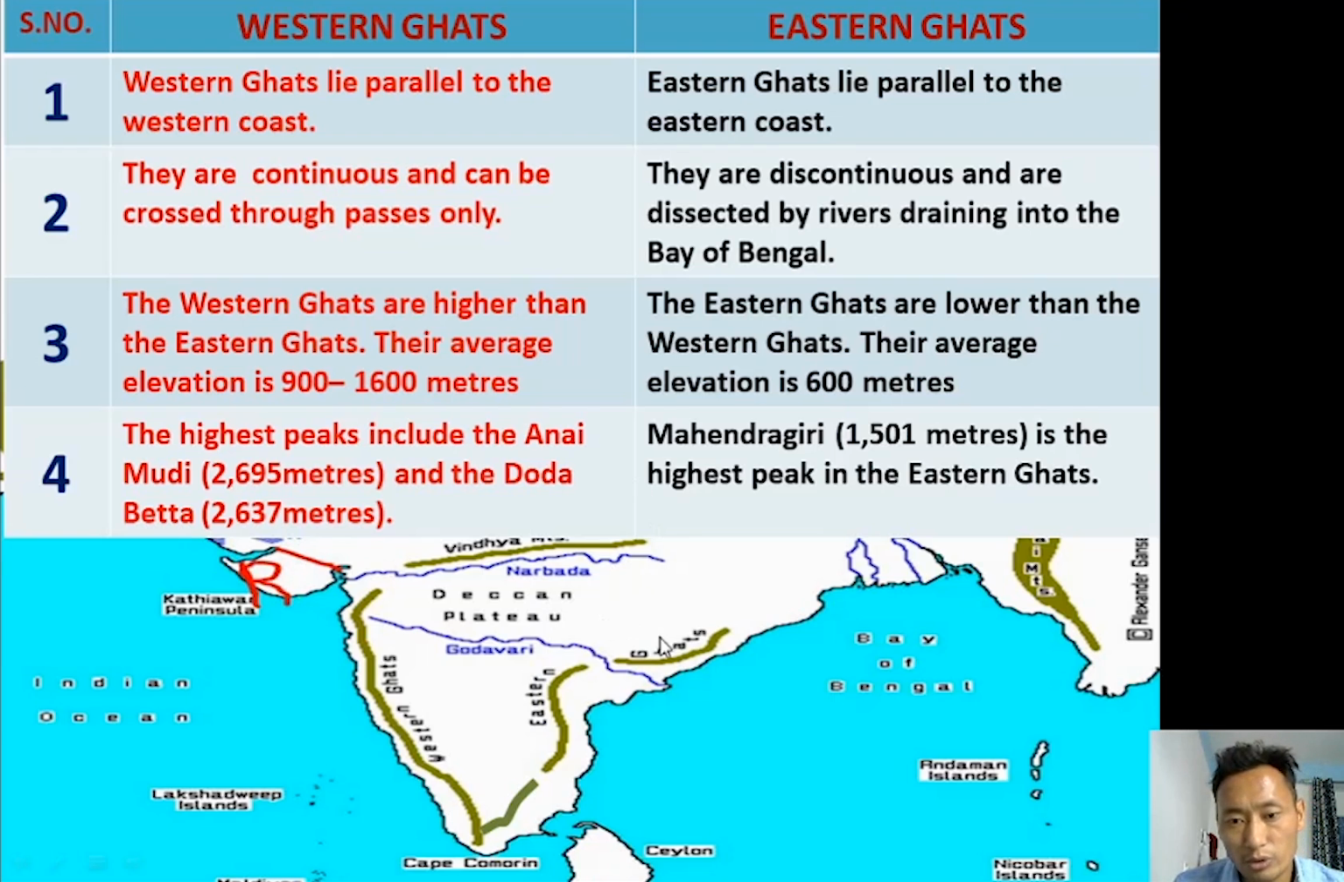If we talk about the highest peak of Eastern Ghat, it is called Mahindaragiri. The height is 1,501 meters above sea level. So Mahindaragiri is the highest peak in Eastern Ghat. So these are some of the differences or characteristics of Western Ghats and the Eastern Ghats.